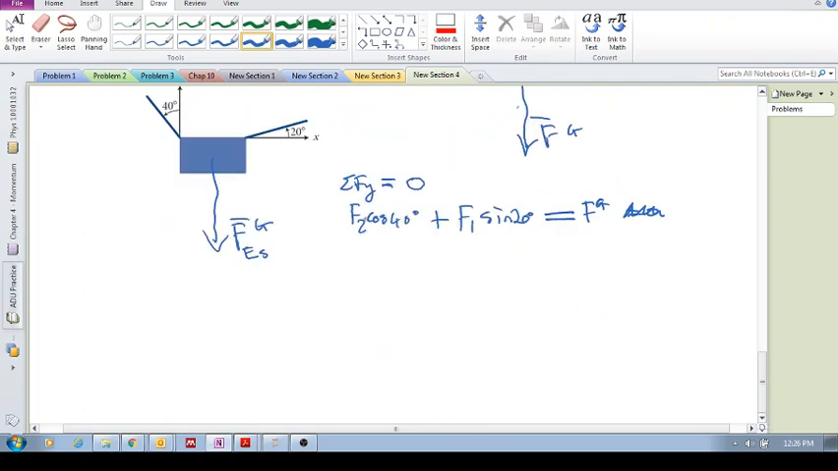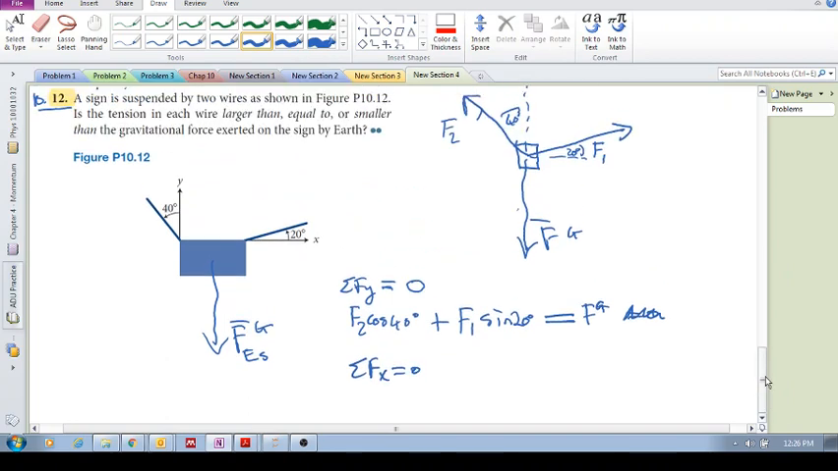But the problem is that we have both F2 and F1 in terms of Fg, or Fg in terms of F1 and F2. So what are we going to do? We're going to say, well, sum of the forces in the x equals 0. So pause the video and see if you can write out the force components in the x direction. Please try that. Please pause the video and try. Okay. Alright, so I'm glad you paused the video.